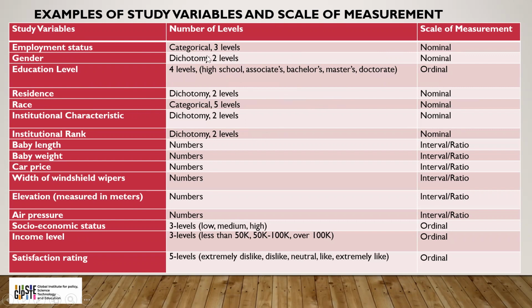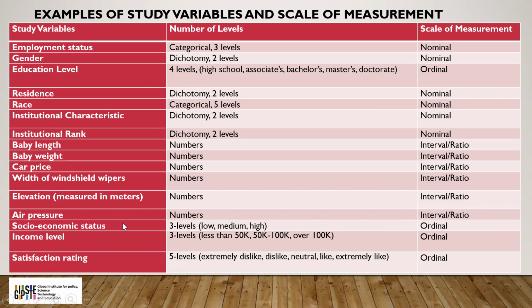So if you look at it, we have several examples. You have institutional rank, institutional characteristics, they are all nominal. We have baby length, baby weight, they are in numbers, which falls under interval and ratio level. We have car price, which is also numbers, and width of windshield wipers. They are also numbers, that is interval and ratio level. We have elevation, that is measured in meters in terms of the distance above sea level. It is measured in meters, that is numbers, it falls under interval ratio level. We have air pressure, also numbers, interval ratio level.